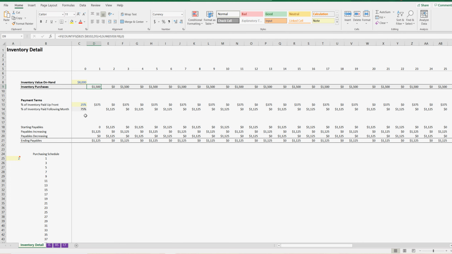Usually, in probably 95% of cases, you can fit it into this structure, where you've got purchases and then you pay for either all in the first month or some in the first and some in the second.